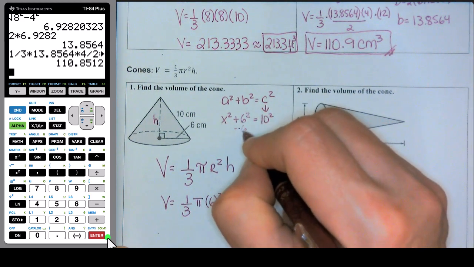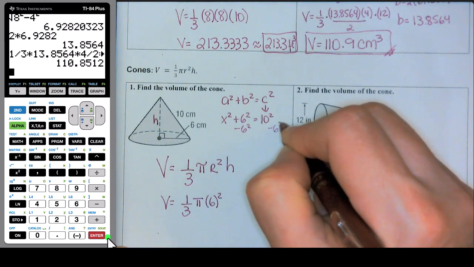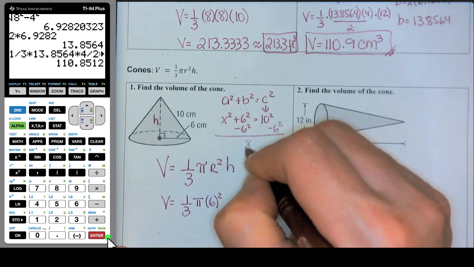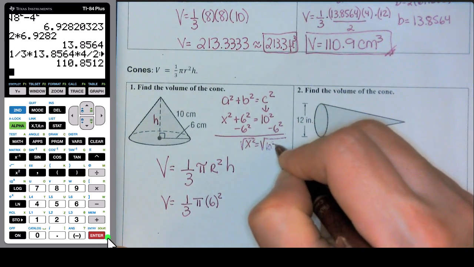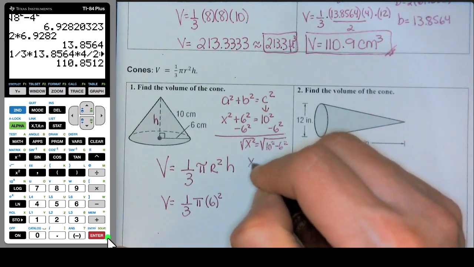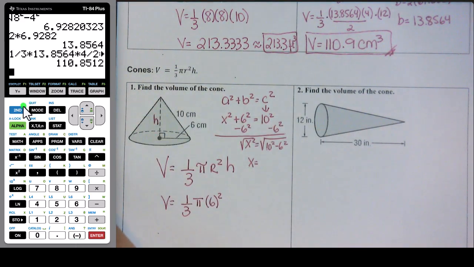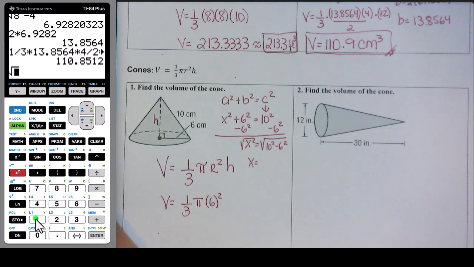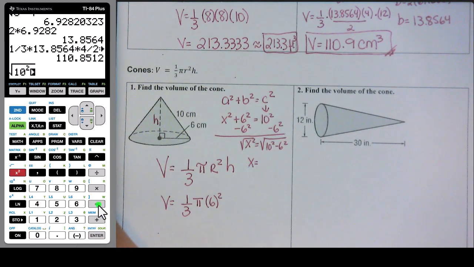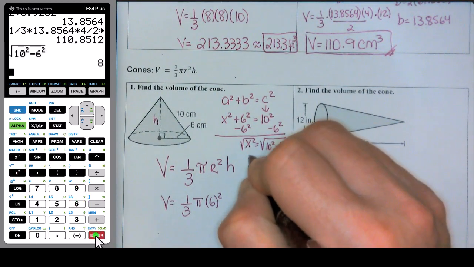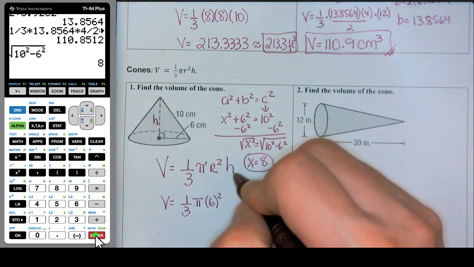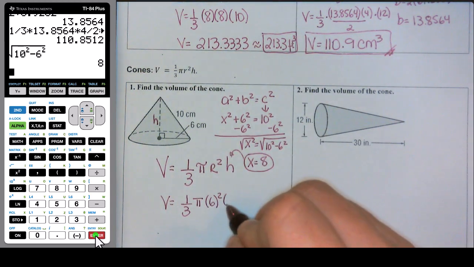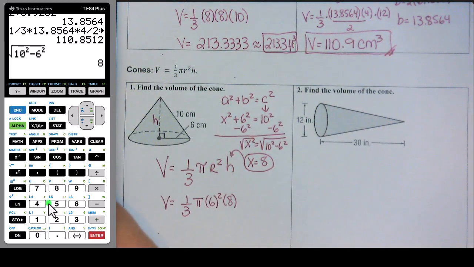To get the x alone, I'm going to subtract 6 squared from both sides. So I have x squared equals, we're going to take the square root, 10 squared minus 6 squared. So that means x equals, let's take a look. All right, and we get 8. So right there, we know that our height right there is 8. So let's put it there. And then let's find the answer.